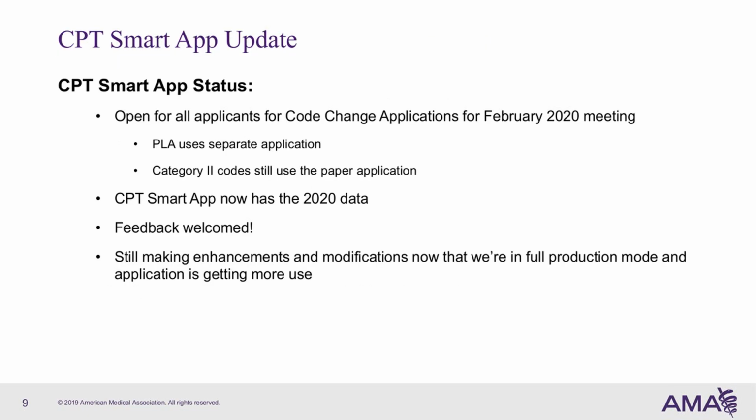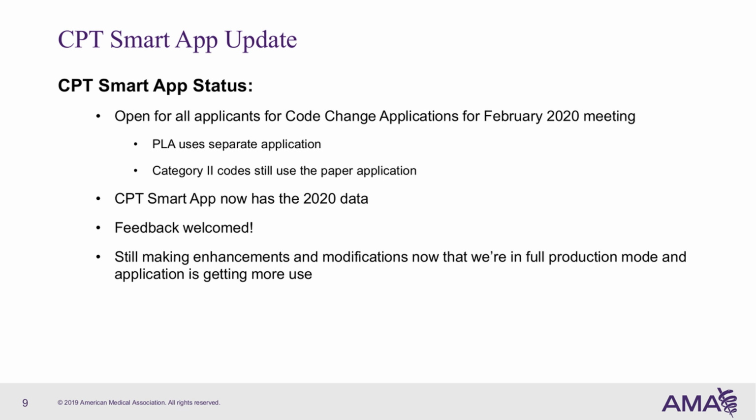So where we are today, the cycle for the February meeting opened back on September 19th. So we're fully live now. We've had 2 cycles of a beta period where applicants had the choice to either use the paper-based applications or use the Smart App. We've taken lots of feedback, and we're constantly making changes. It's a digital application, so we can take feedback, put it into our development cycle, and make updates. So now we are fully live.